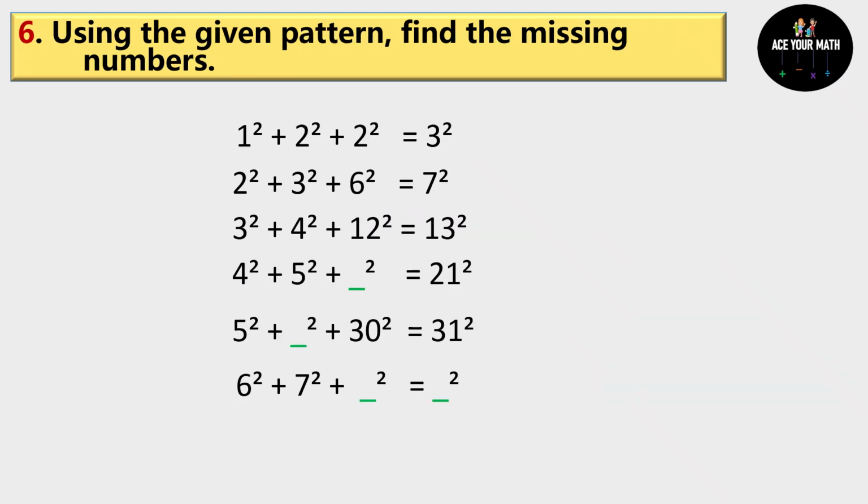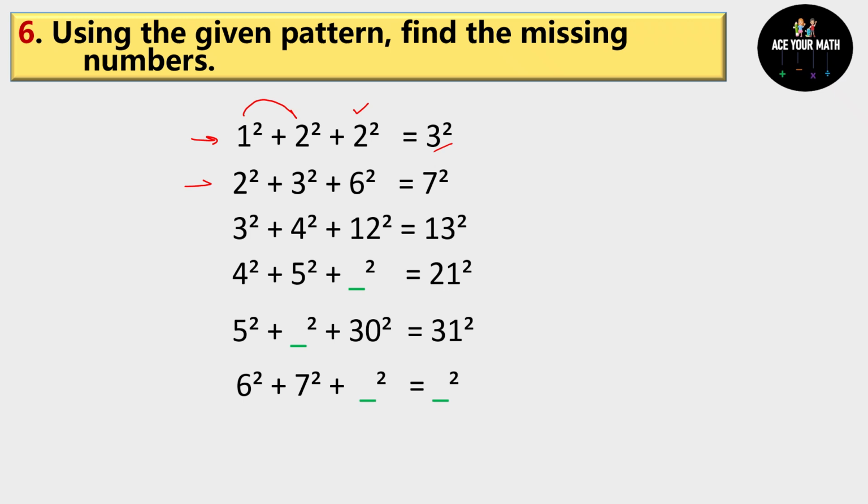Now let's look at the sixth question. Using the given pattern, find the missing number. Okay, so again observe the pattern here. See what is the pattern here. If you look at the first row, when you multiply 1 by 2, it will give you 2, and when you add 1 to this 2, you will get 3.